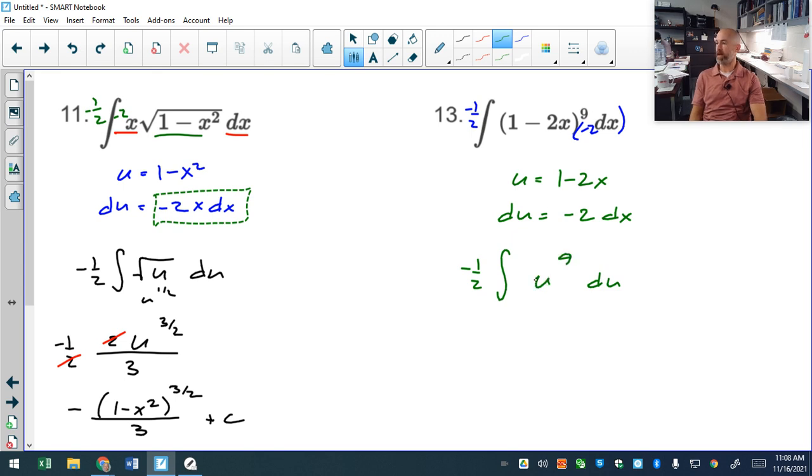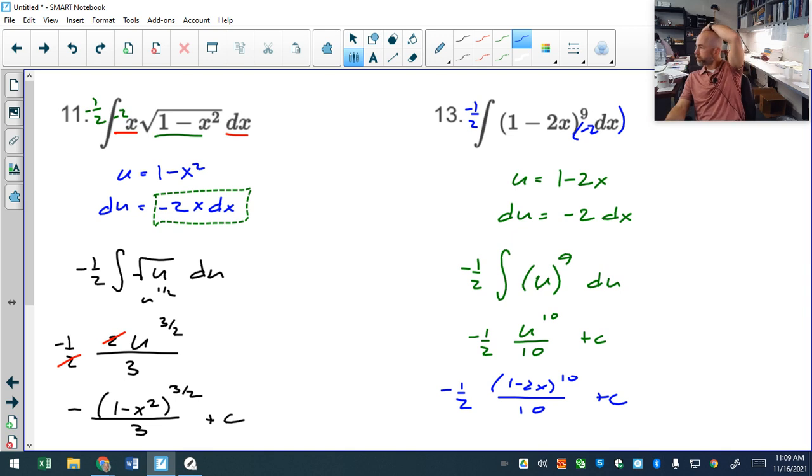It's all to the 9th power. If you want to put that in parentheses, you can. Doesn't matter. Then we would integrate it. Antiderivative of u to the 9th is u to the 10th over 10. The negative 1/2 stays here. And then I would replace the u with whatever u was. So it's negative 1/2 times 1 minus 2x to the 10th over 10 plus c.